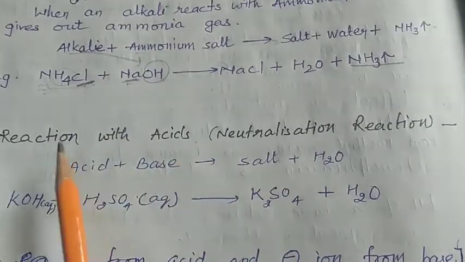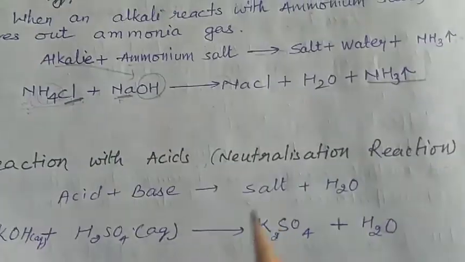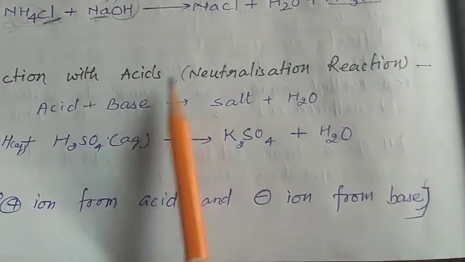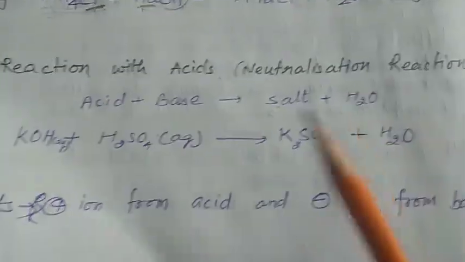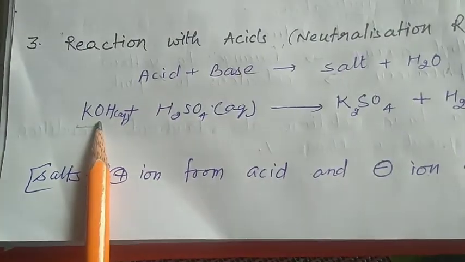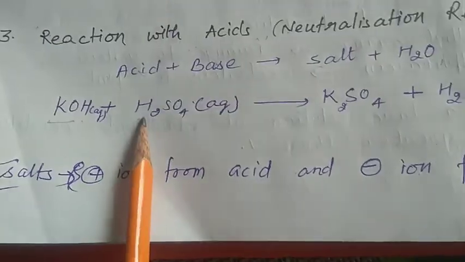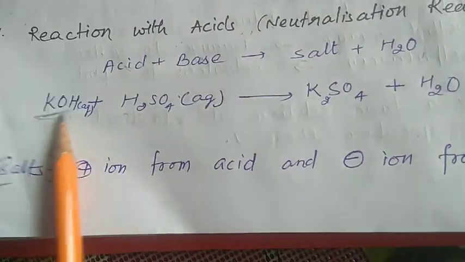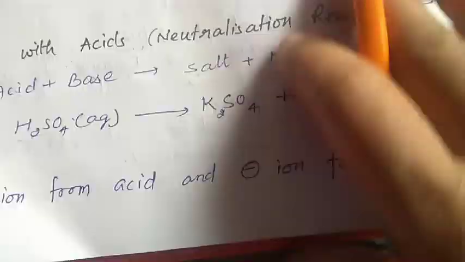Next is reaction with acids, the neutralization reaction, which you studied in the chemical properties of acids as well. When acid and base react, they give you salt and water. Simple. So base we have KOH, potassium hydroxide. When it reacts with acid H2SO4, it will give you K2SO4 salt and H2O water. Okay.